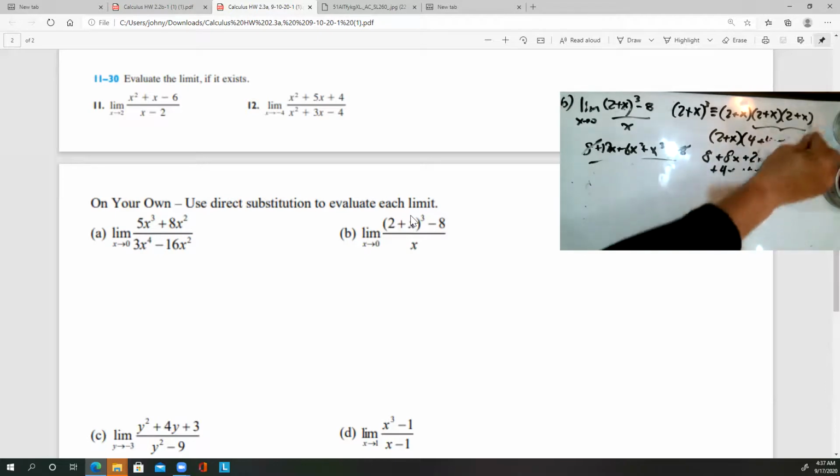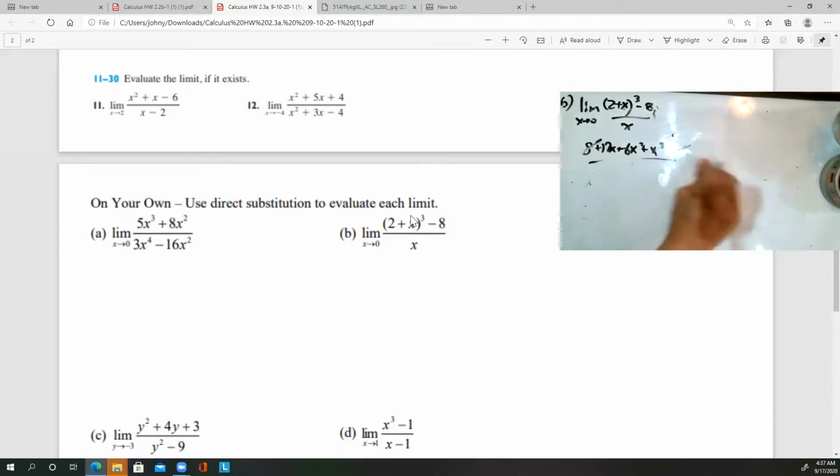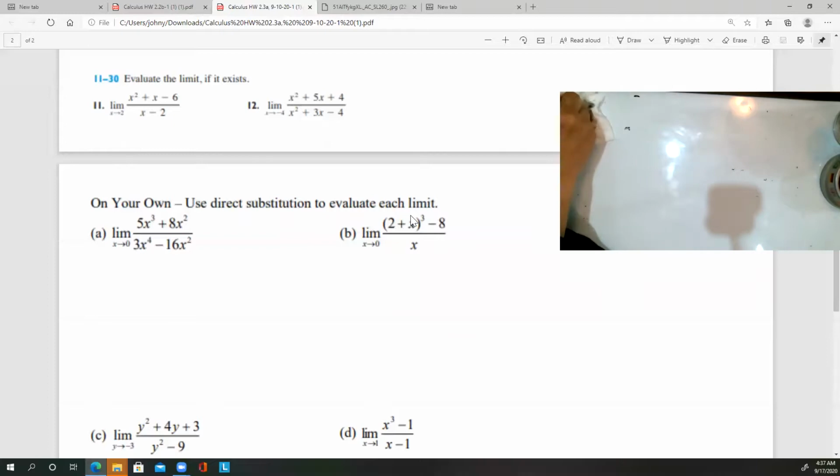Part C. Let's look at part C. Part C is pretty simple, but I will have to explain how to do part C. Part C says something like this.